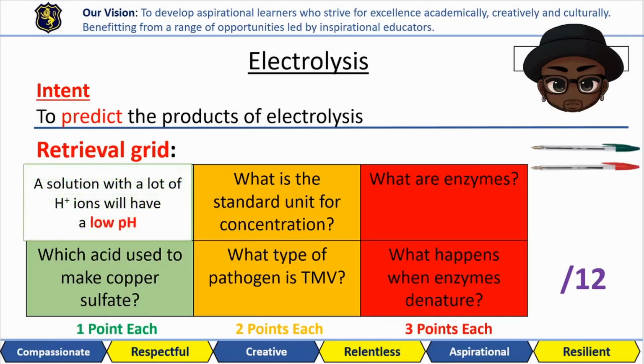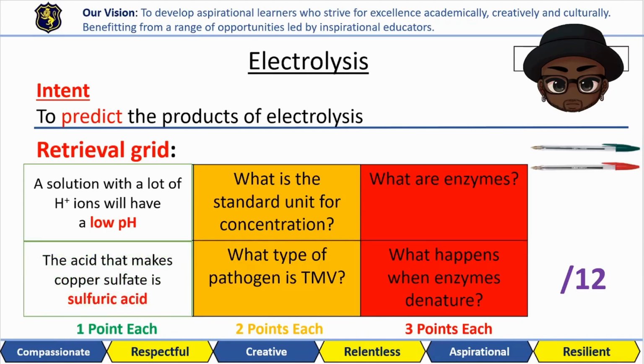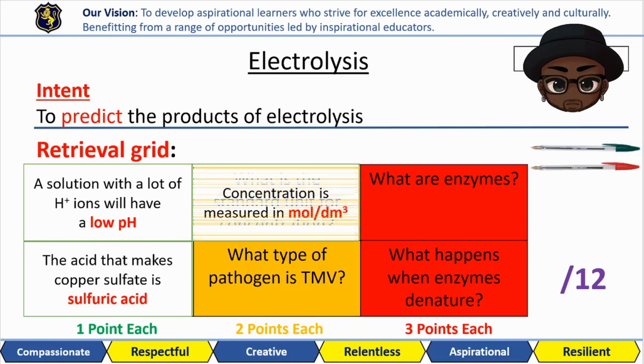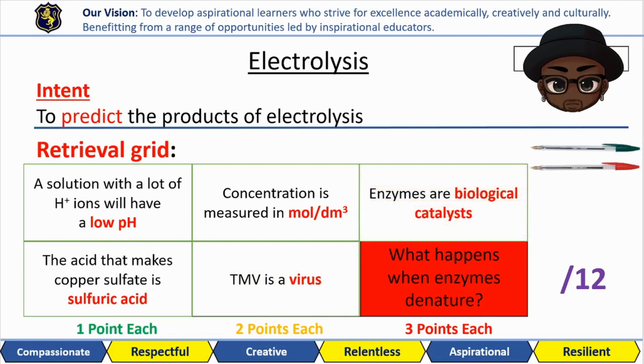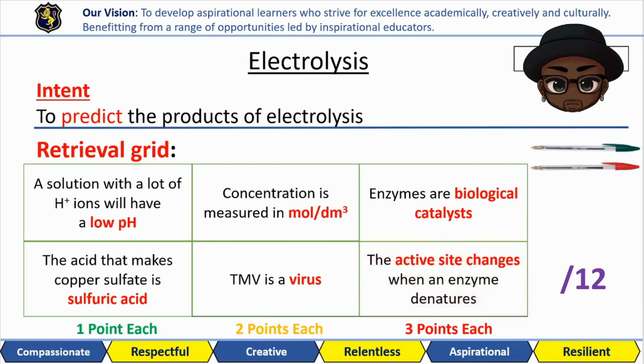A solution with lots of hydrogen ions has a low pH. The acid that makes copper sulfate is sulfuric acid. Concentration is measured in moles per decimeter cubed. TMV stands for tobacco mosaic virus, so it's a virus. Enzymes are biological catalysts and they denature when their active site changes shape.